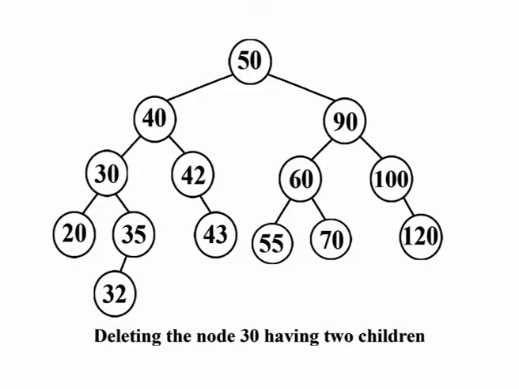To understand the concept of deletion of a node having two children, look at the following binary search tree. Suppose we want to delete the element 30, which has two children 20 and 35. In this case, to delete the element 30, first step is to locate the in order successor of 30. Here the in order successor of 30 is node 32. Now, this node 32 replaces the node 30.